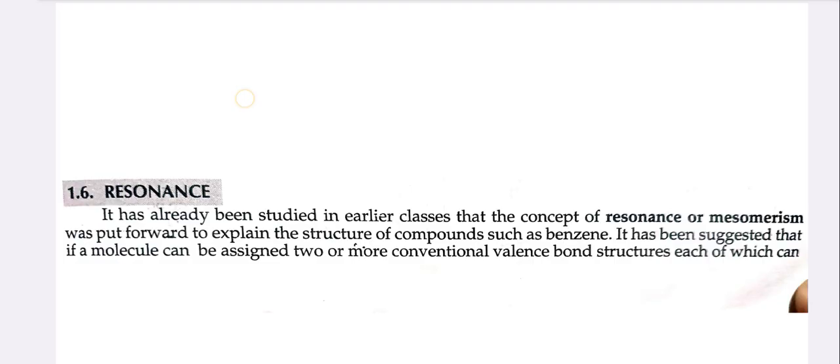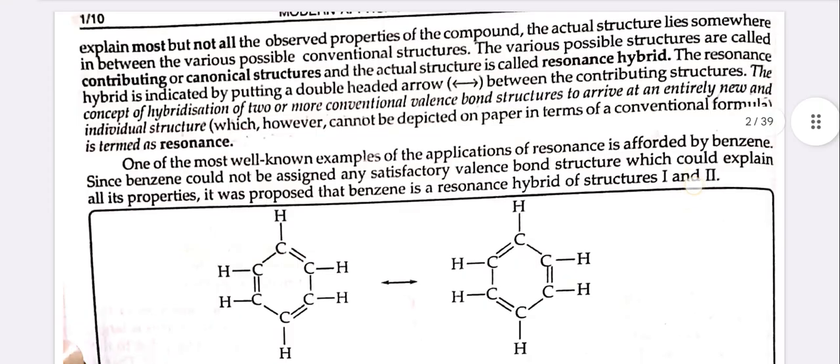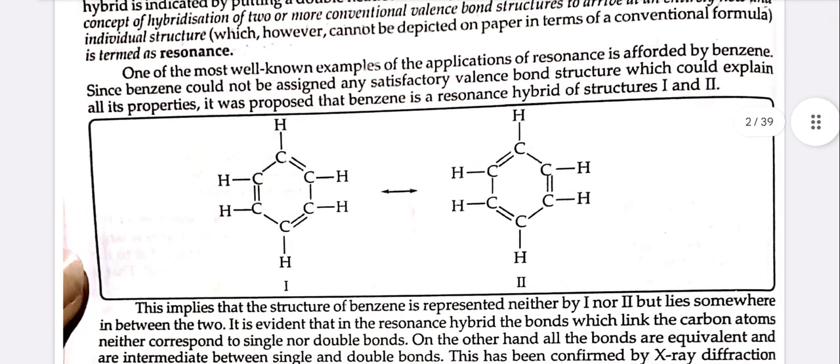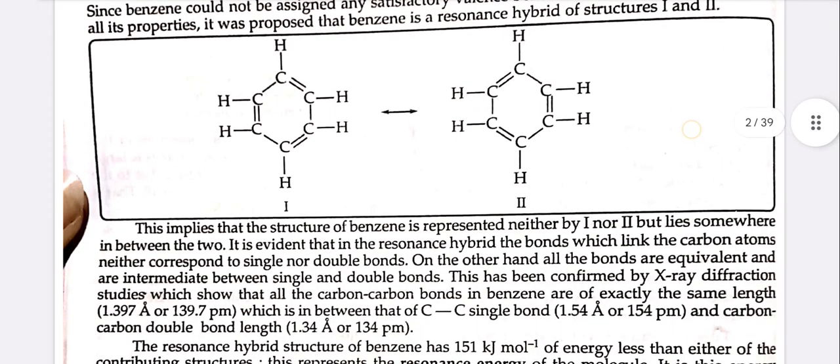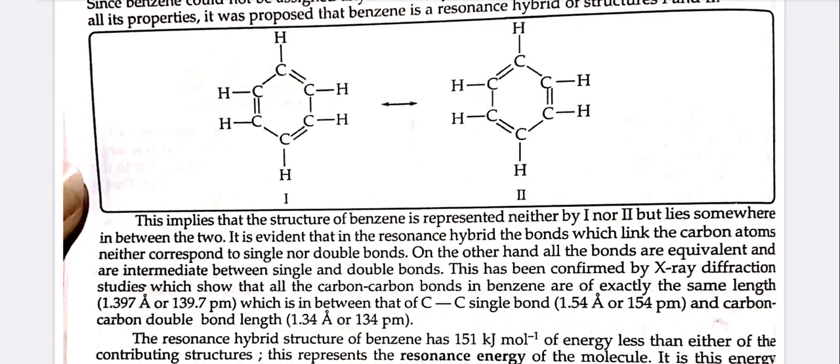One of the most well-known examples of application of resonance is afforded by benzene. Since benzene could not be assigned any satisfactory valence bond structure which could explain all its properties, it was proposed that benzene is a resonance hybrid of structures first and second. This implies that the structure of benzene is represented neither by the first nor by the second structure but lies somewhere in between the two.